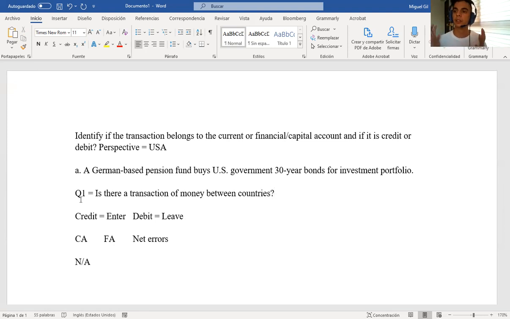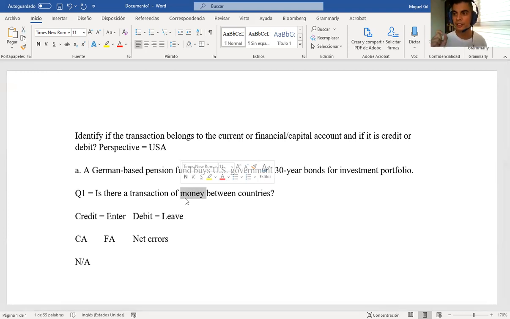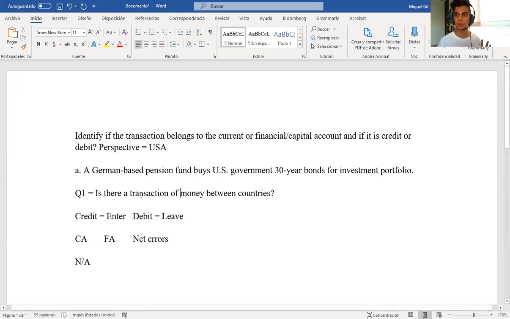This first question is very important because if the answer is no, if there is no transaction of money, like in the example I gave you of the American spring breaker, who earned the money in Mexico and spent the money in Mexico, then there is no transaction of money between Mexico and the US. If that is the case, you just finish the exercise and you say there is no transaction of money. It won't appear in the balance of payments. Okay, so that's question one.